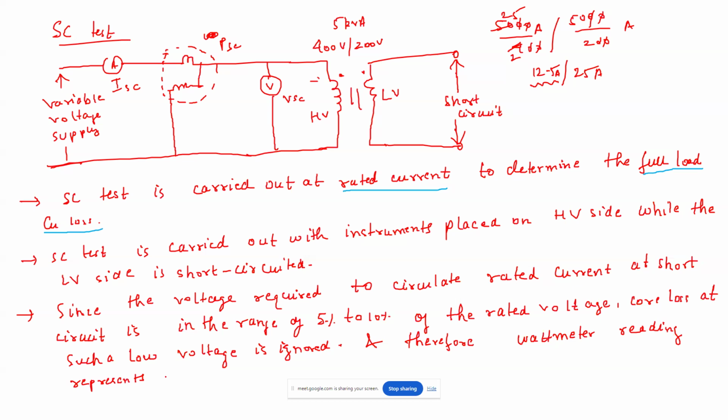full rated copper loss if you operate at 12.5 ampere. If you give the voltage such that 12.5 ampere flows, then the wattmeter reading gives you the full rated copper loss. So this is very important. The core loss at such a low voltage can be ignored. So these are important lines.